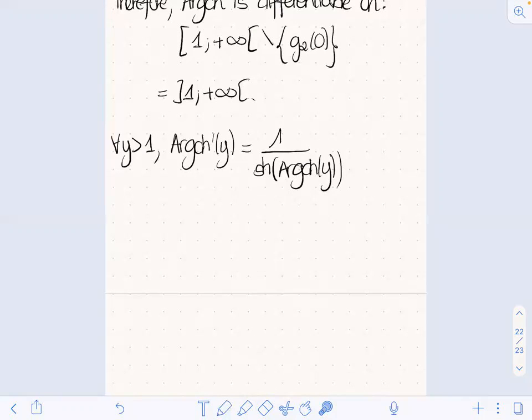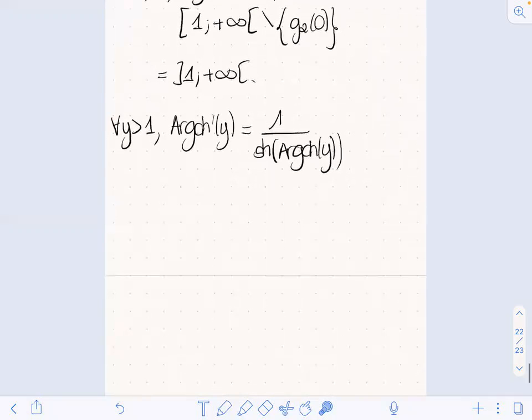Okay, maybe the key is taking the square of it, and then I think we can replace it by sh of argch of y minus 1. Yeah, over the squares, absolutely. So we're going to try and use the same procedure as we did earlier. We just need to check that this thing here is positive, because otherwise we can't write it as a square root of a square.